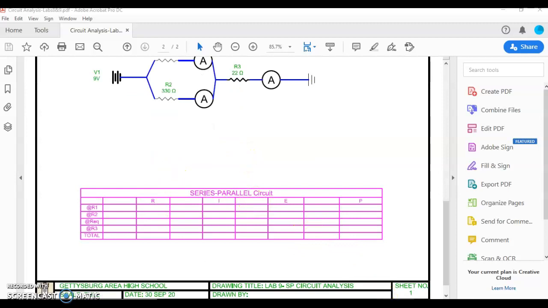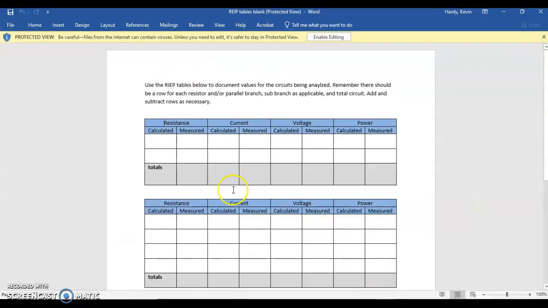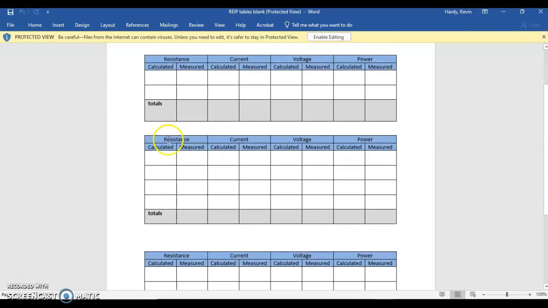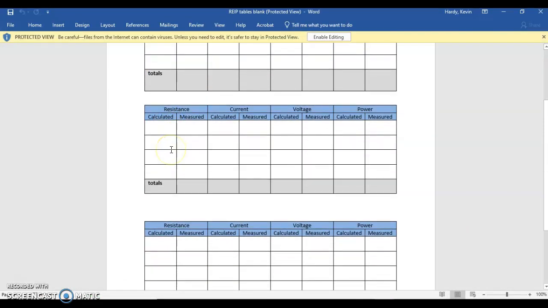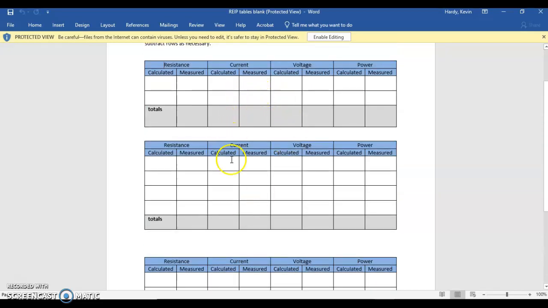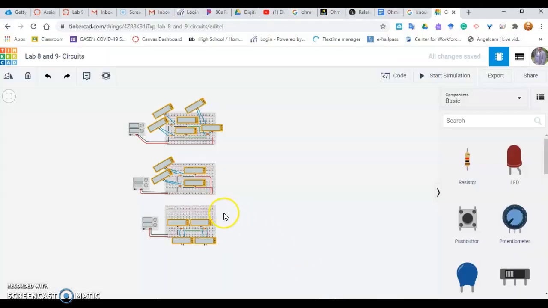I actually asked you to use the Word document looking like this. Our top table was for our series circuit, our middle table was for our parallel circuit, and we used the bottom table for our series parallel circuit. It's this document that I'm going to need you to turn in to me along with the lab report. Let me take you over to TinkerCAD and show you what we've got set up over here.